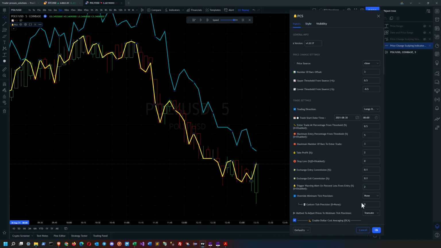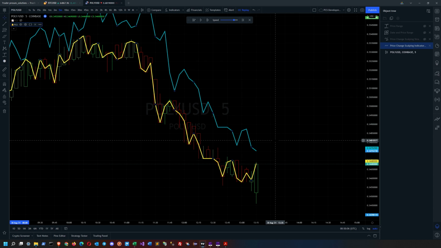Essentially, the price change scalping originated from a person I came in contact with who lived in Brazil. I really wish I could find his information because I would love to credit him for this idea. But essentially, we worked together in developing this script, and it pretty much described his strategy.